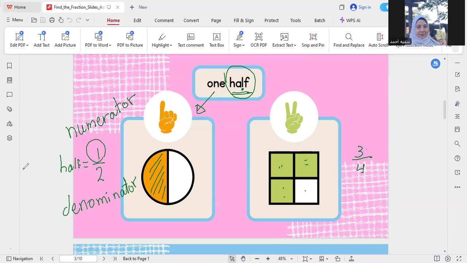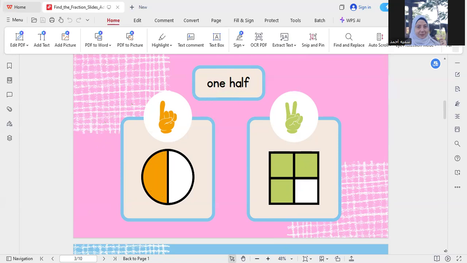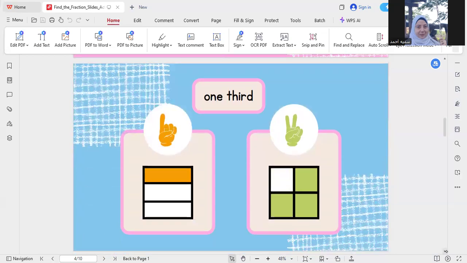We will move to the second page. Here we want 1/3. Third is the same as the number 3. Third means one part of 3 parts. So if we have 1 over 3, it equals one third. It is called third. 1 over 3 is the same as third. Okay, so we will choose also the first choice.